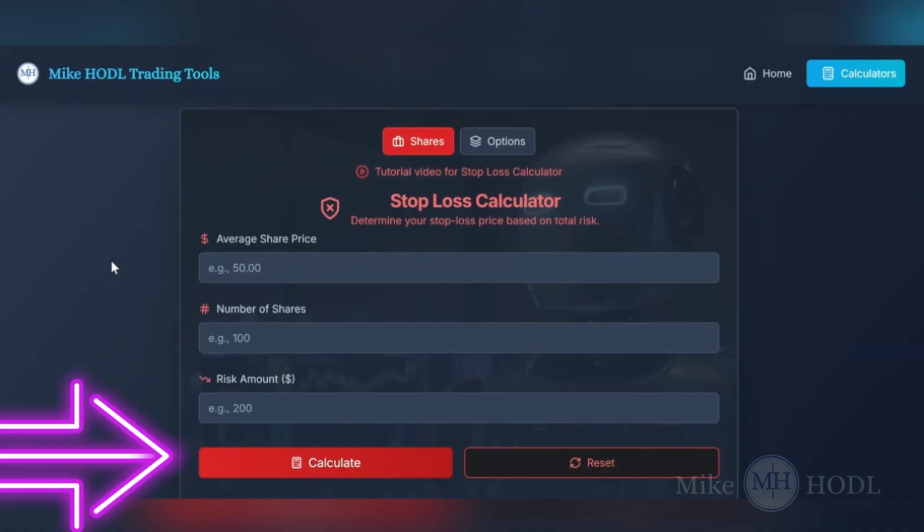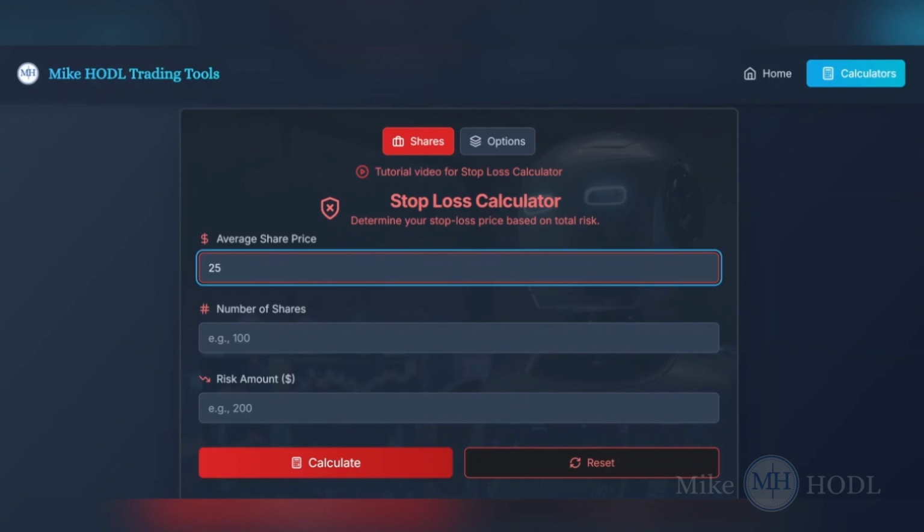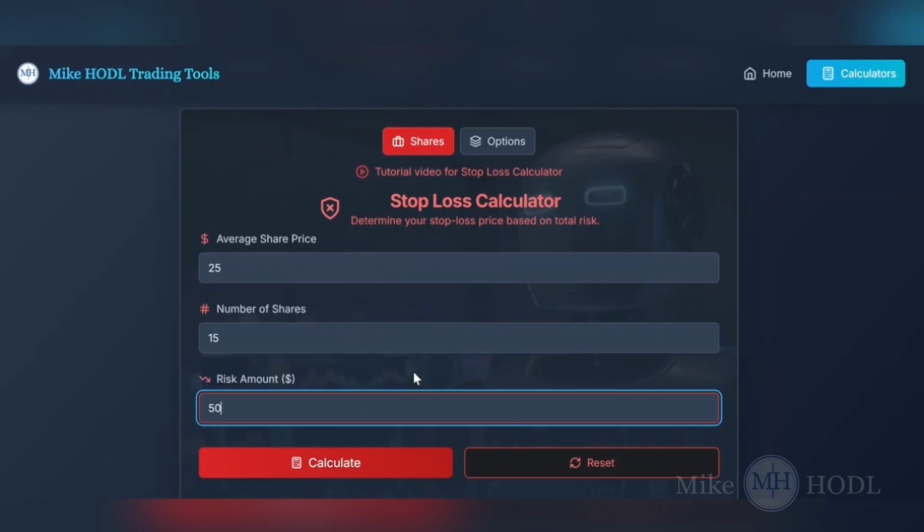Once you do this, you press calculate and it'll give you the trade details. Let's take a look. We'll put an average price of 25. We'll say that we have 15 shares. And we will risk $50 on this position. Let's press calculate.